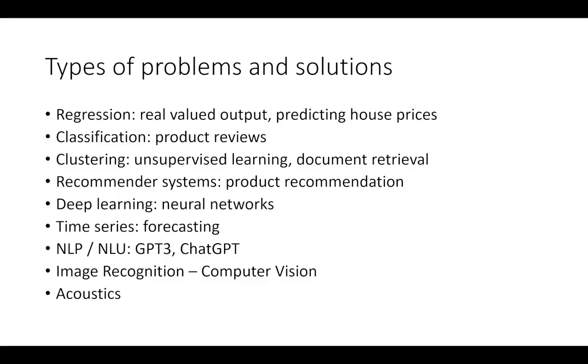Second is classification. A typical example is a product review or a restaurant review, like that you see on Zomato, or a product review that you see on Amazon. So it's like 1 to 5 stars. So that is a classification. You classify that into categories.